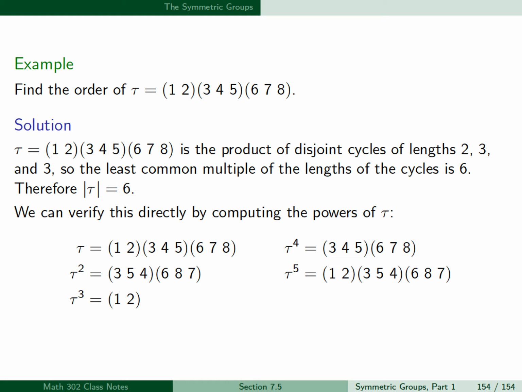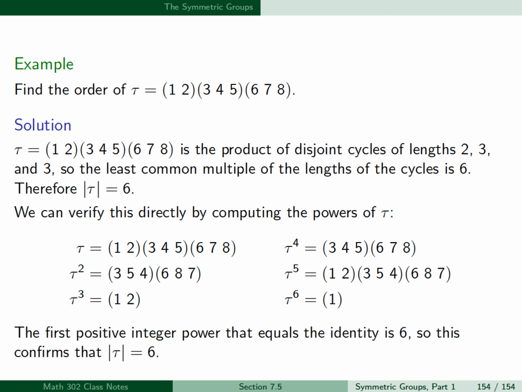Tau to the 5th is (1 2)(3 5 4)(6 8 7). And tau to the 6th works out to be the identity permutation. So the first positive integer power that equals the identity is 6. So this confirms that the order of tau is equal to 6. And this finishes off part 1 of section 7.5.